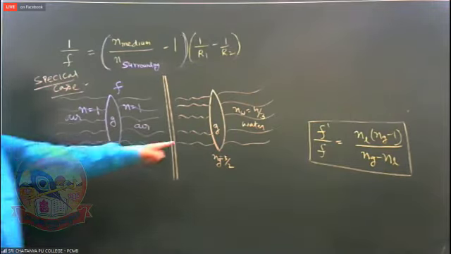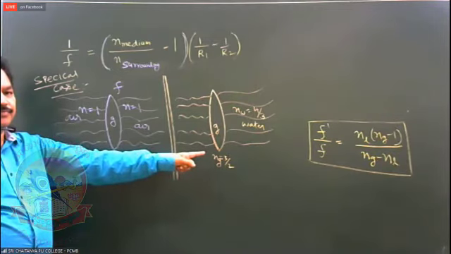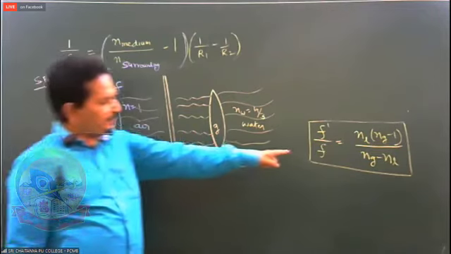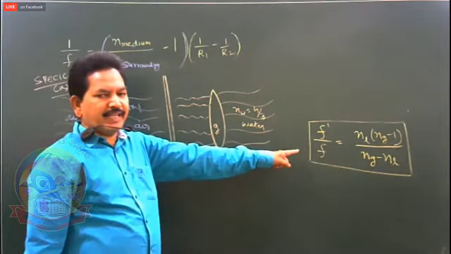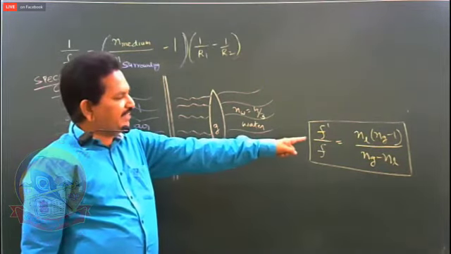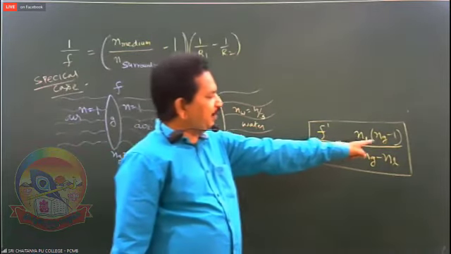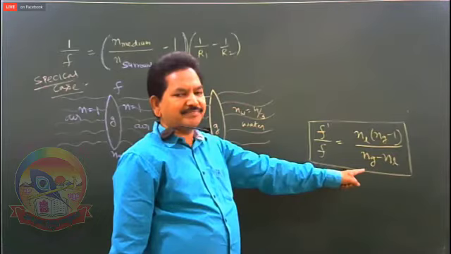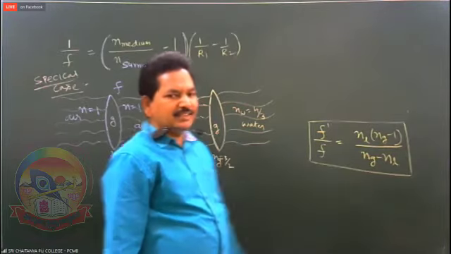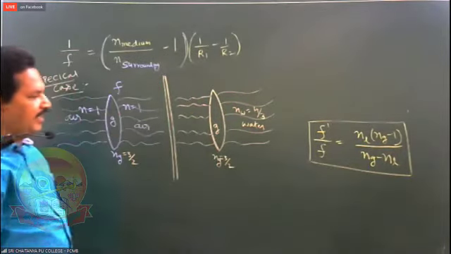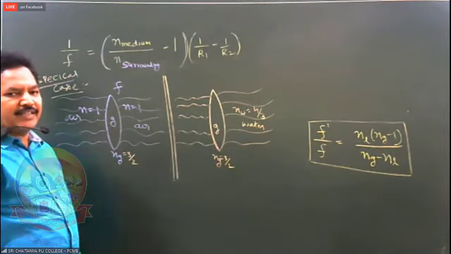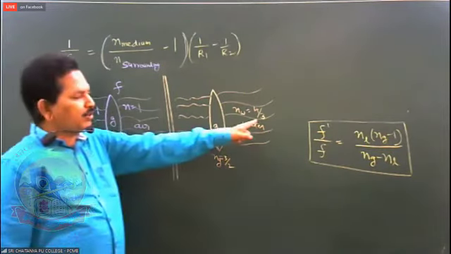It is dipped inside the water. Now I want its focal length. Already we have the formula: F dash by F is equal to NL into (Ng minus 1) divided by (Ng minus NL). I know Ng, the refractive index of the glass, is 3 by 2. The refractive index of water is 4 by 3.